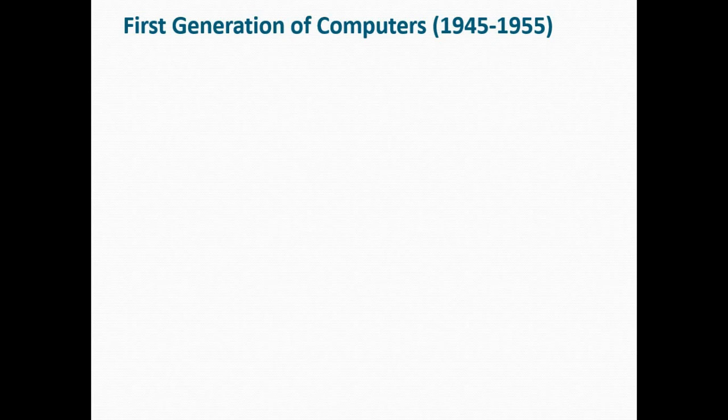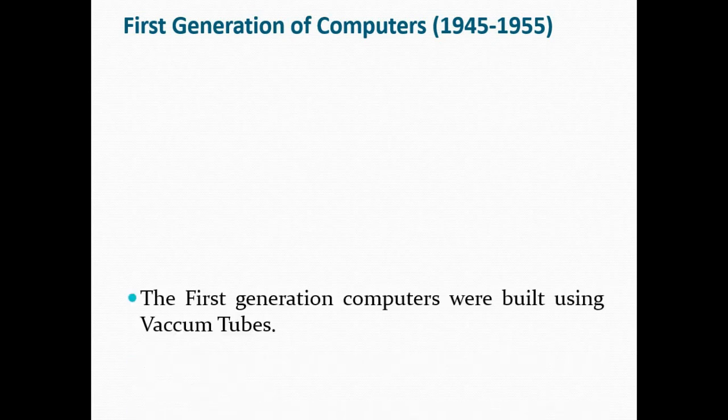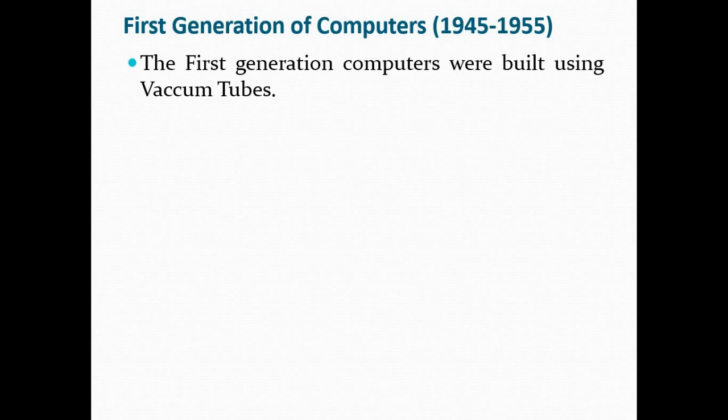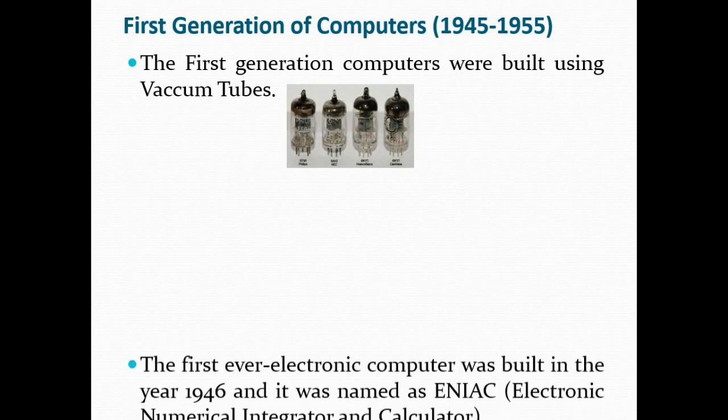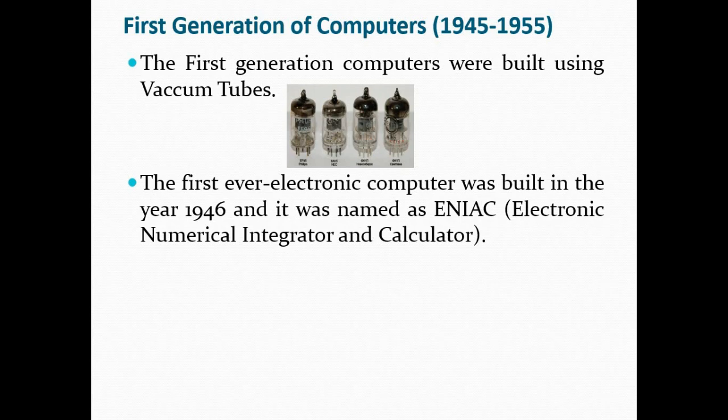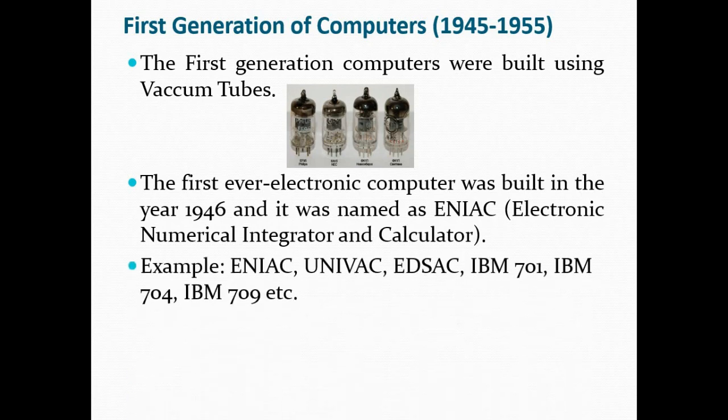First generation of computers, it is from 1945 to 1955. First generation computers were built using vacuum tubes. And the first ever electronic computer was built in the year 1946 and it was named ENIAC, which means Electronic Numerical Integrator and Calculator. Some examples of the first generation of computers are ENIAC, UNIVAC, EDSAC, IBM 701, IBM 704, and IBM 709.